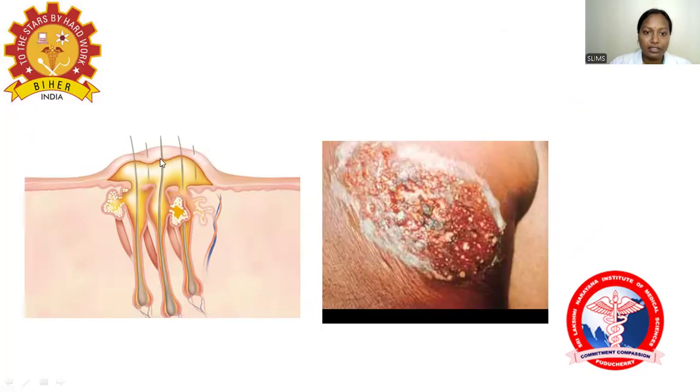You can see multiple hair follicles are affected. Actually, these are multiple furuncles which are joining together to form a carbuncle. And you can see the pus collection also. So it appears like a larger lesion, with a sieve-like appearance of pus. That is, a larger lesion with multiple pus pointing will be seen.